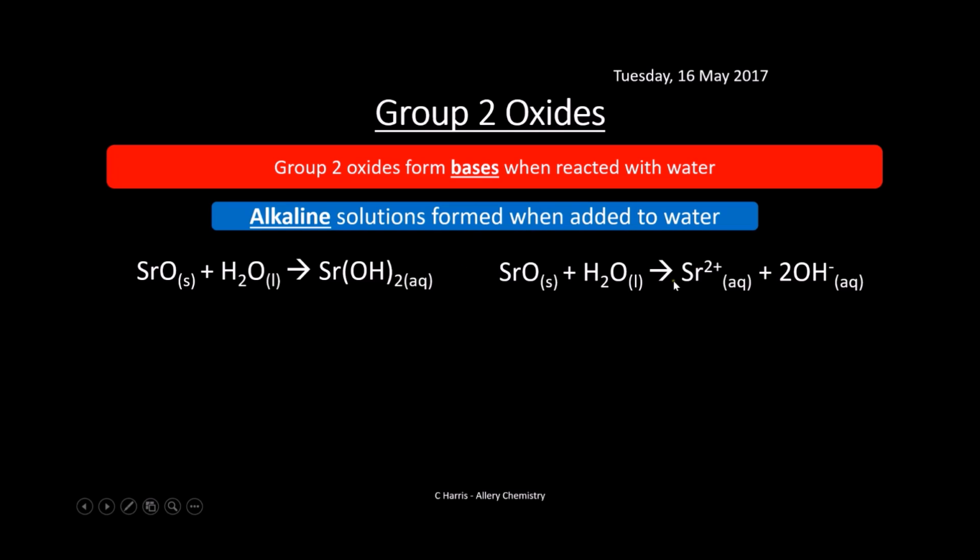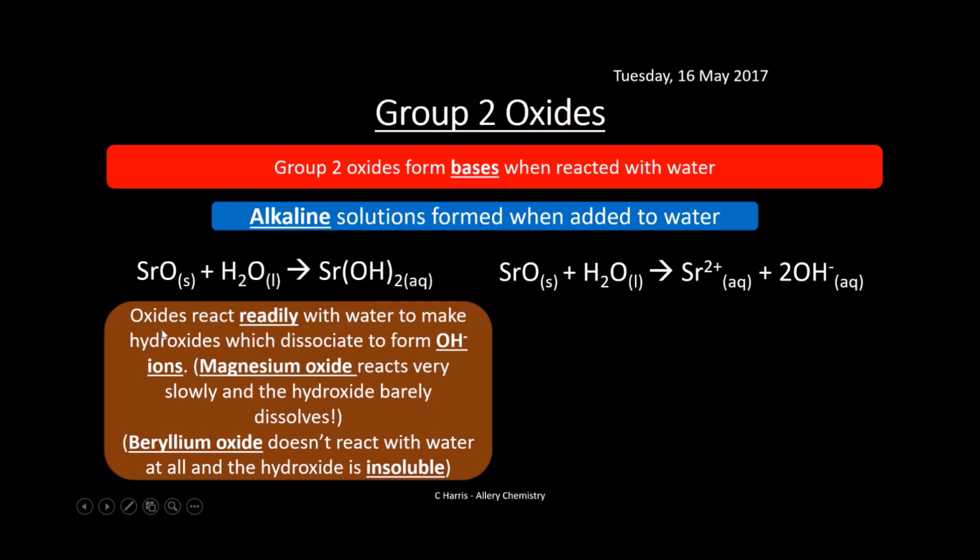Strontium oxide plus water forms strontium ion, Sr2+. It's aqueous because all ions are aqueous in solution. And OH-, this is what makes it a base. It's the amount of these. The more of these you've got in the solution, the more basic it is. And this makes it aqueous.